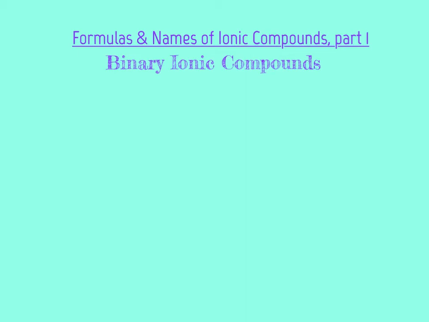Hi everybody. Today we're going to talk about the formulas and names of ionic compounds, part 1. We're going to start with binary ionic compounds. Binary means that a compound will contain two different elements. Think of bi means two, like a bicycle.